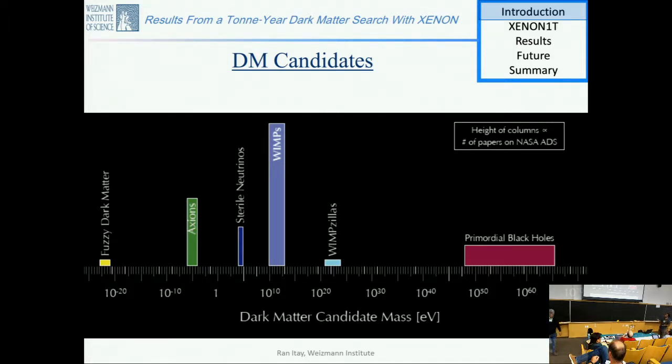Now, this is a nice plot taken from NASA ADS. We have quite a lot of models and candidates for dark matter particles. This is the mass range in eV. It spans from 10 to the minus 20 eV to 10 to the 70 eV. And the height of each column corresponds to the number of citations in NASA ADS. So as you can see, the most favorable one and the most quoted one is the WIMP, the weakly interacting massive particle. And this is the main focus of this search that we have done.